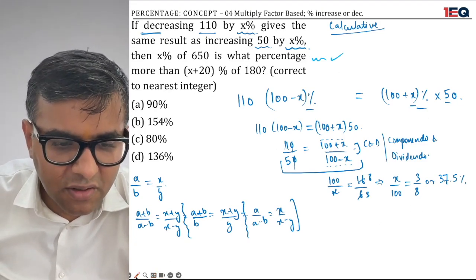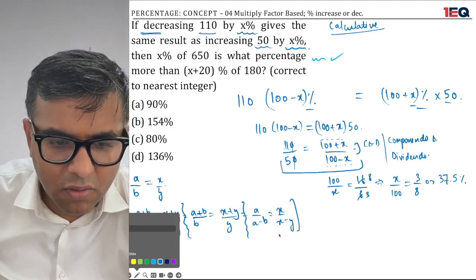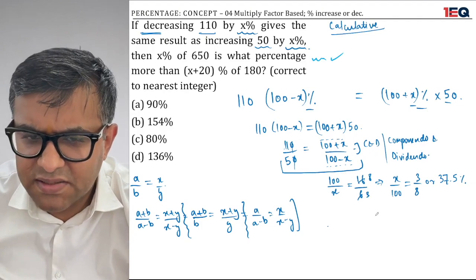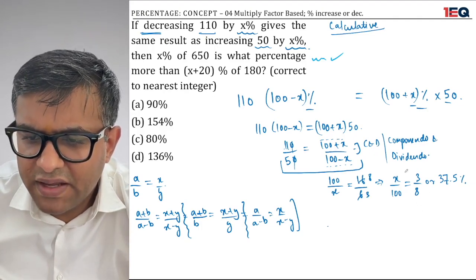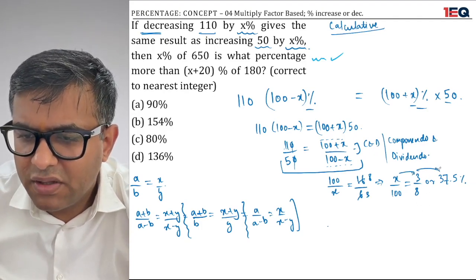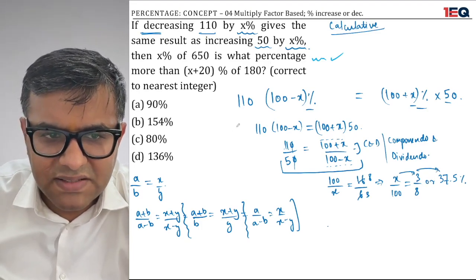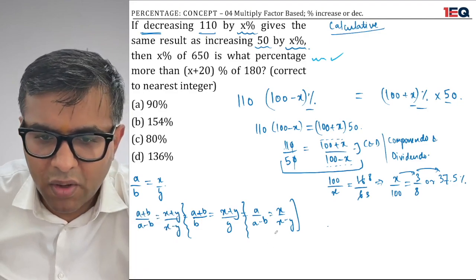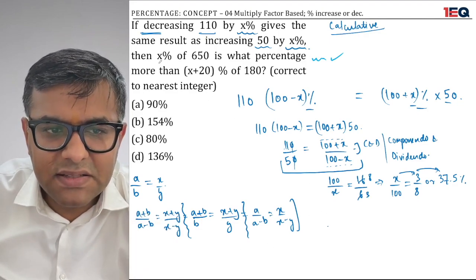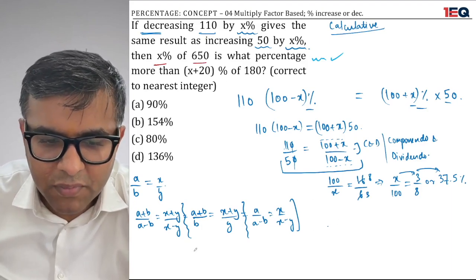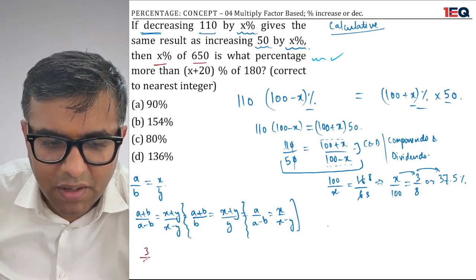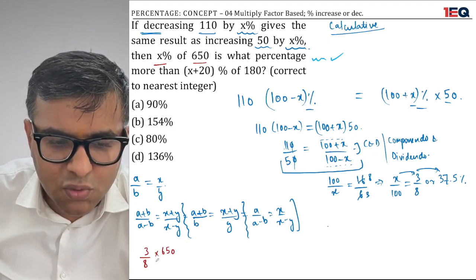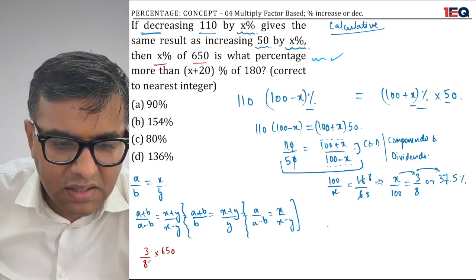I am just rubbing off the componendo and dividendo component, or no, let me solve it here only. If I don't get space, I'll solve it on the next question's page. So I have the value of x as 3 by 8 or 37.5. Now it is saying I need to solve, I'm changing the pen color so at least you get to know what I'm doing. What is happening here is x percent of 650. So I'm going to solve it here. 3 by 8 of 650. I'll just solve it immediately.